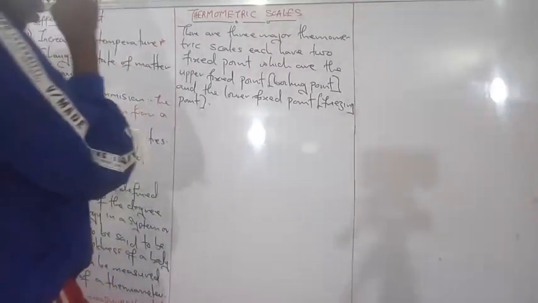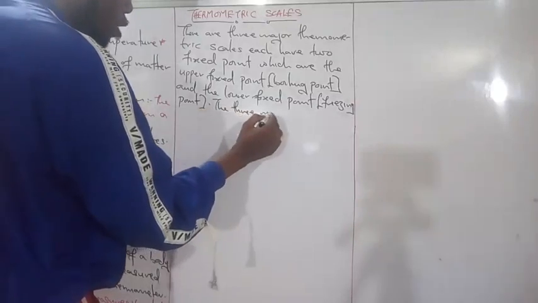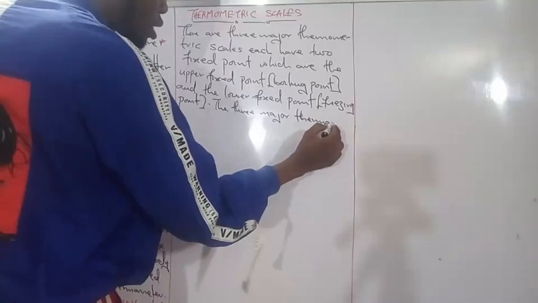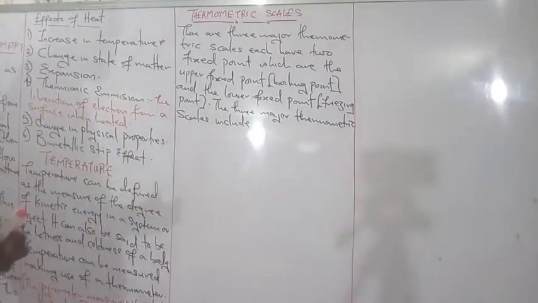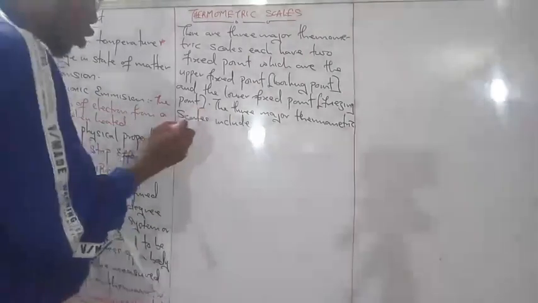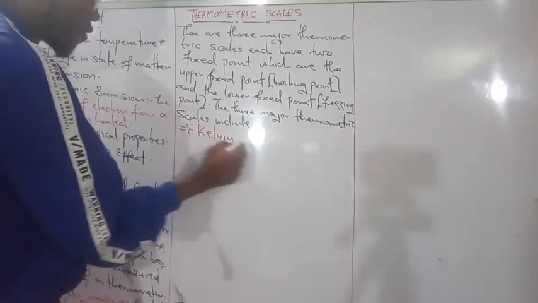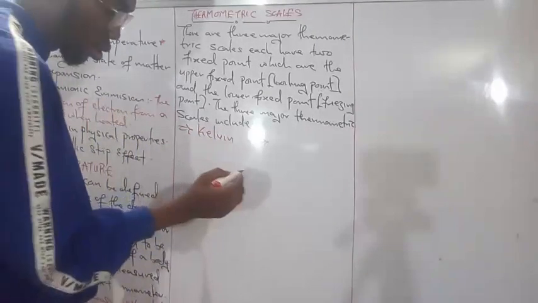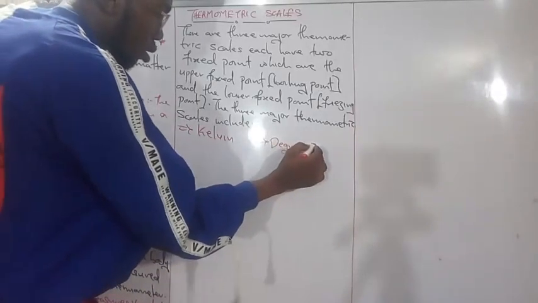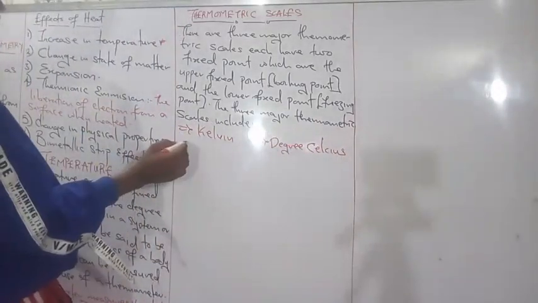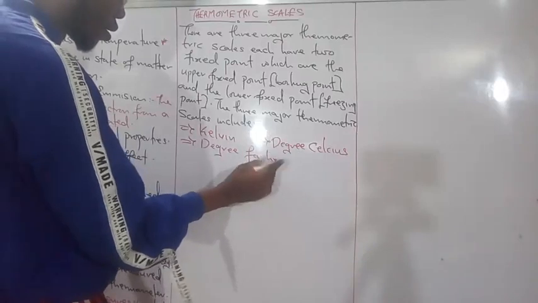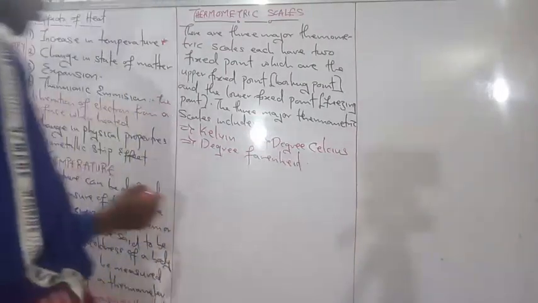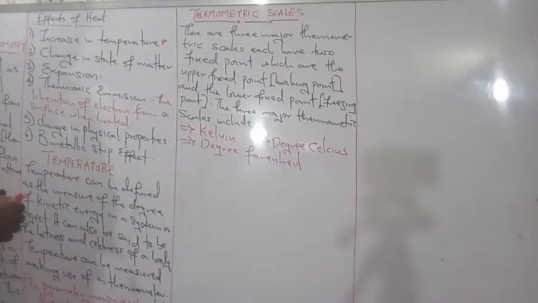So the three major thermometric scales we have include your Kelvin, your degree Celsius, and finally your degree Fahrenheit. So these are the three major thermometric scales. Take note that I didn't say degree Kelvin. Degree Kelvin is very wrong to use.